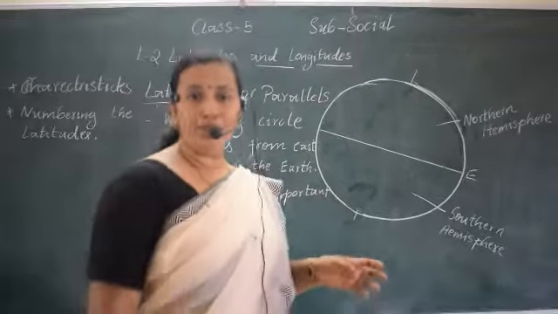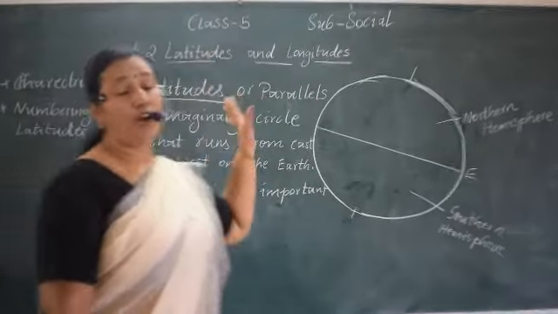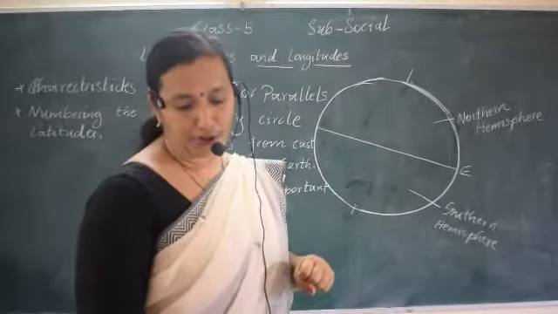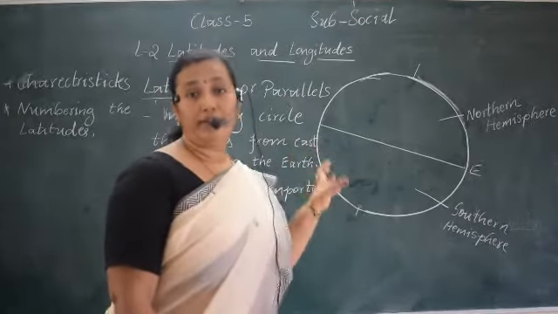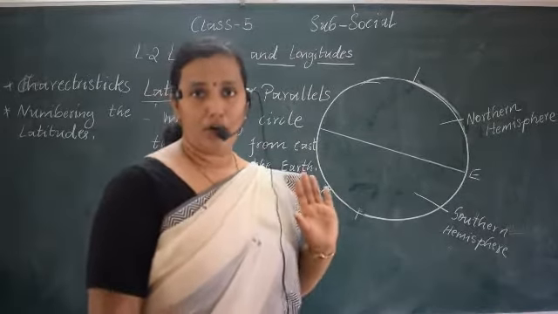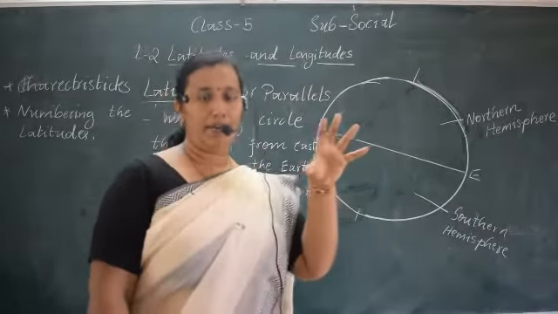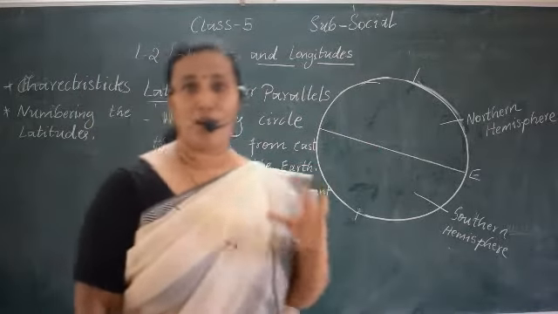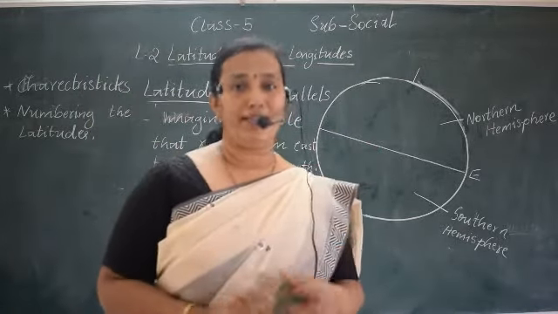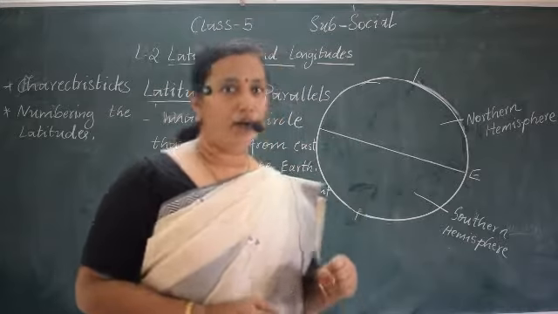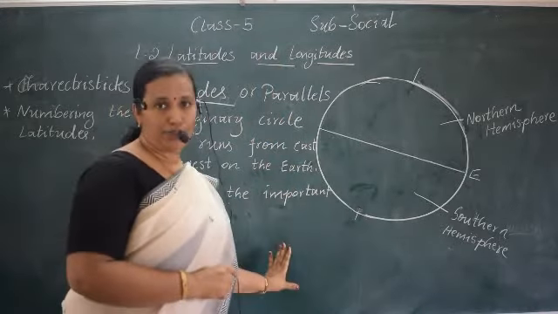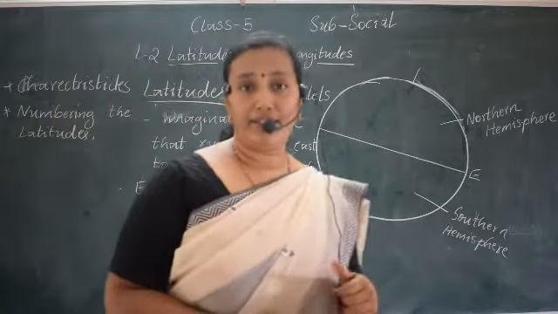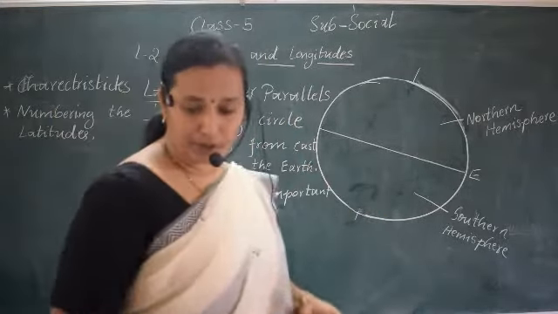So we use both latitudes and longitudes on the earth to find places. You can understand why we are using latitudes and longitudes to find places on the earth. Hope you understood these points. Next we can move on to the characteristics of latitudes.